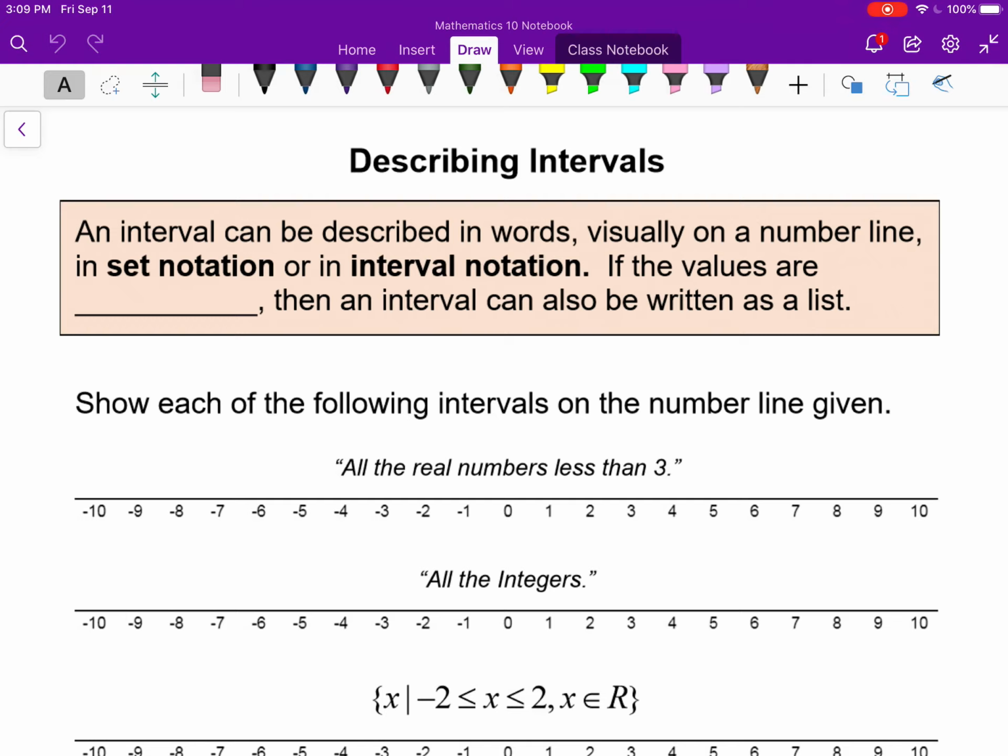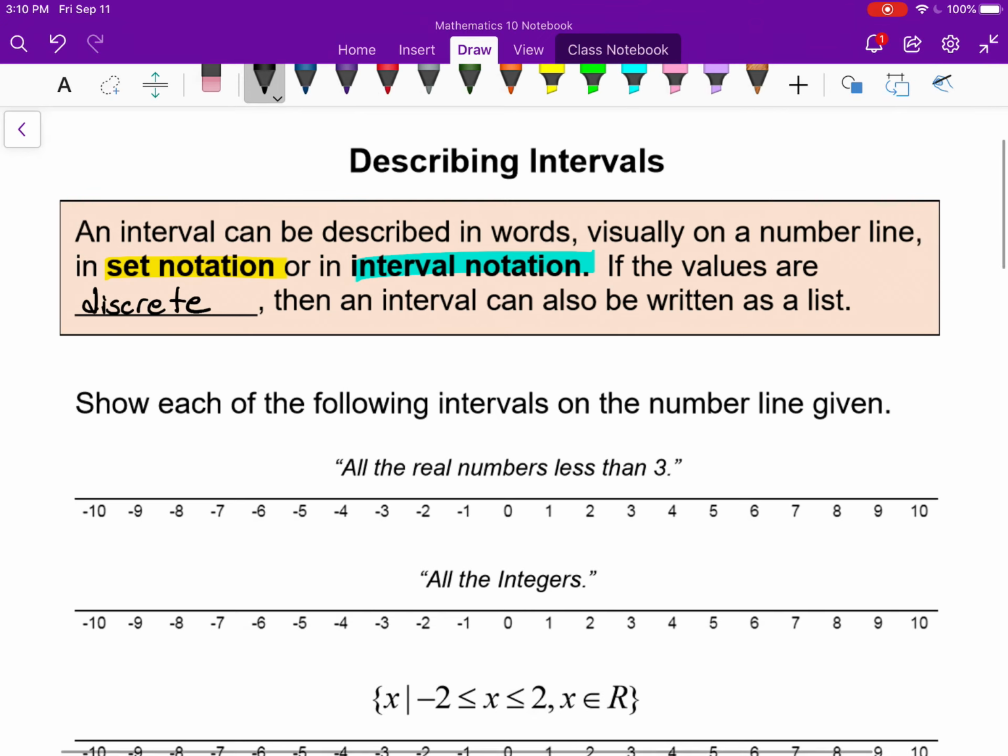So first, an interval. An interval is sort of a set of numbers. And an interval can be described in words, visually, or on a number line in either set notation or interval notation. And these two things that are in bold are what we'll talk about the most here. If the values are discrete, which means you're literally having a list of whole numbers, for example, then your interval can be written as a list. However, if the values on your interval are continuous, it's not possible to write them as a list. And we'll see some examples.